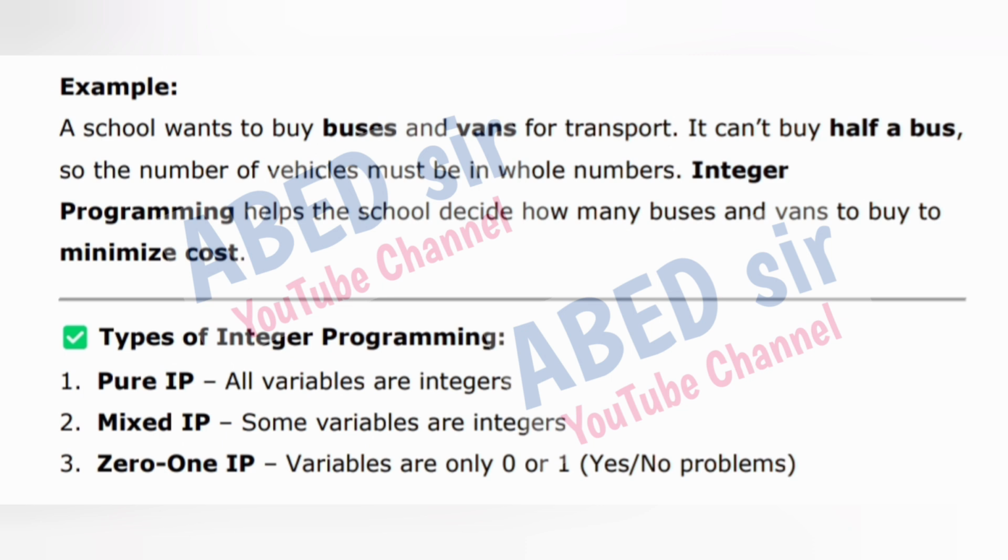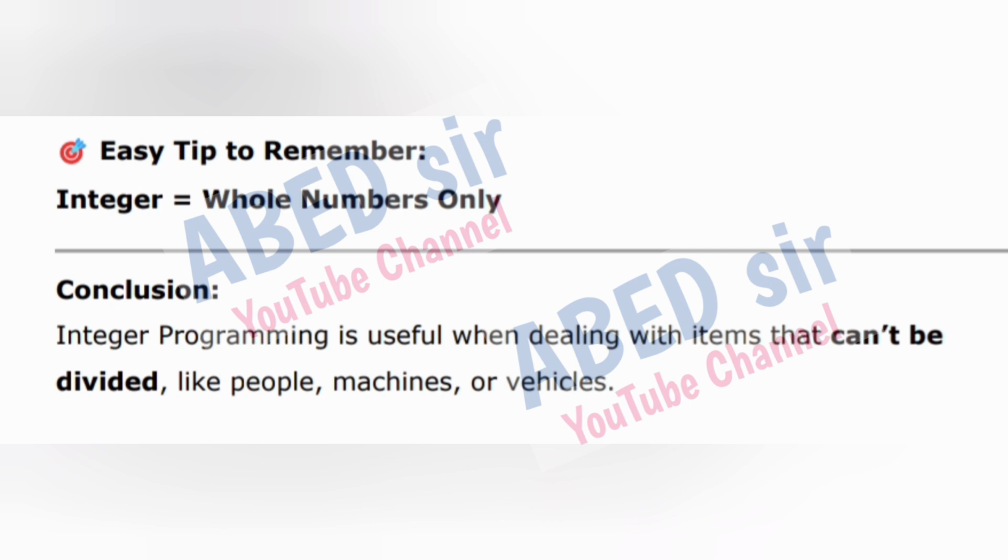Types of integer programming: 1. Pure IP, all variables are integers. 2. Mixed IP, some variables are integers. 3. 0-1 IP, variables are only 0 or 1, yes, no problems. Easy tip to remember: integer is equal to whole numbers only. Conclusion: integer programming is useful when dealing with items that can't be divided, like people, machines, or vehicles.